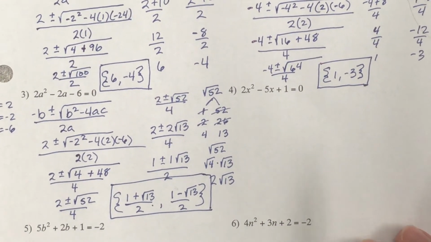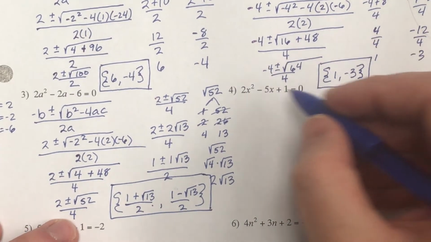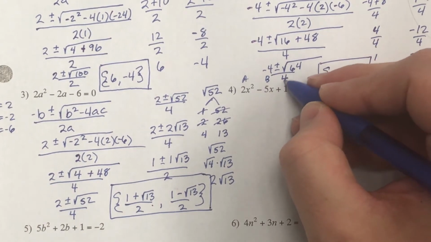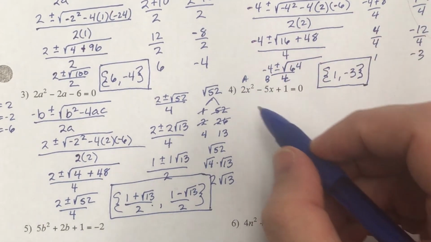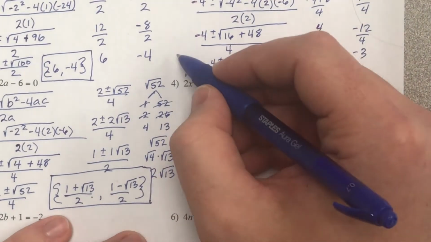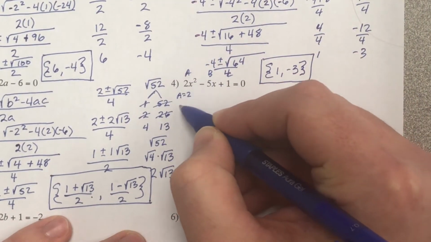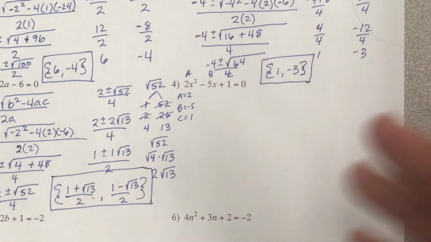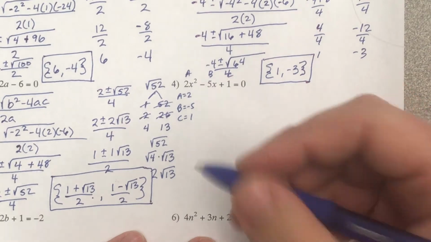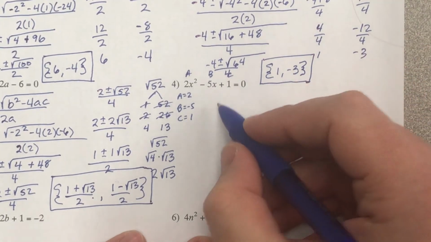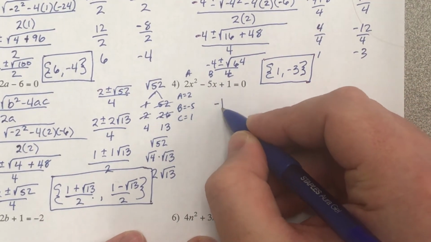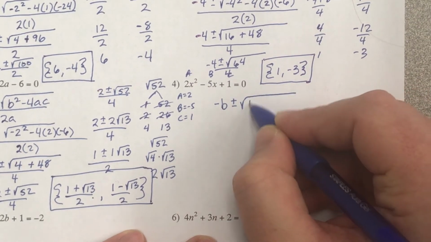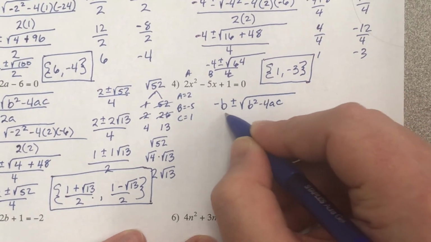Looking at number 4, I still have it in the ax squared plus bx plus c form. I can label these. I'm running a little tight on space, but that's okay. I can say a is 2, b is -5, and c is 1. If you don't need to label that, don't label it. It's completely fine. You just do whatever you need to do. Be selfish academically. So we're going to say the opposite of b, plus or minus the square root of b squared minus 4ac, all over 2a.